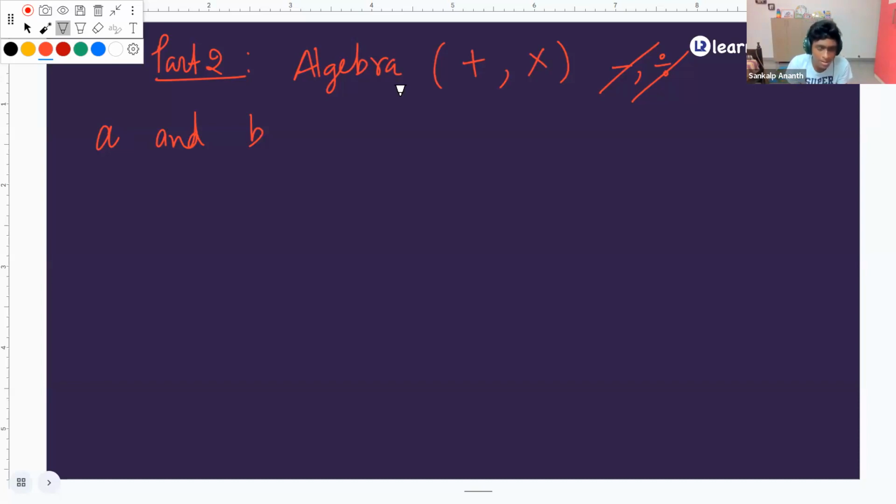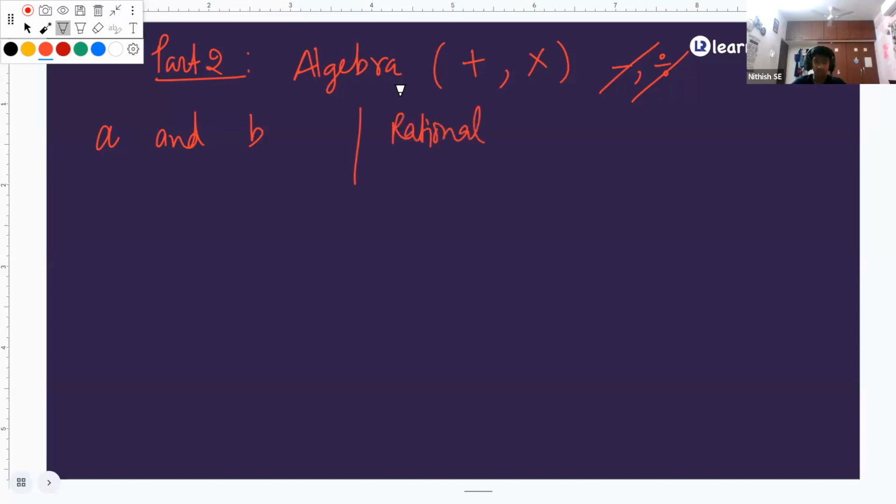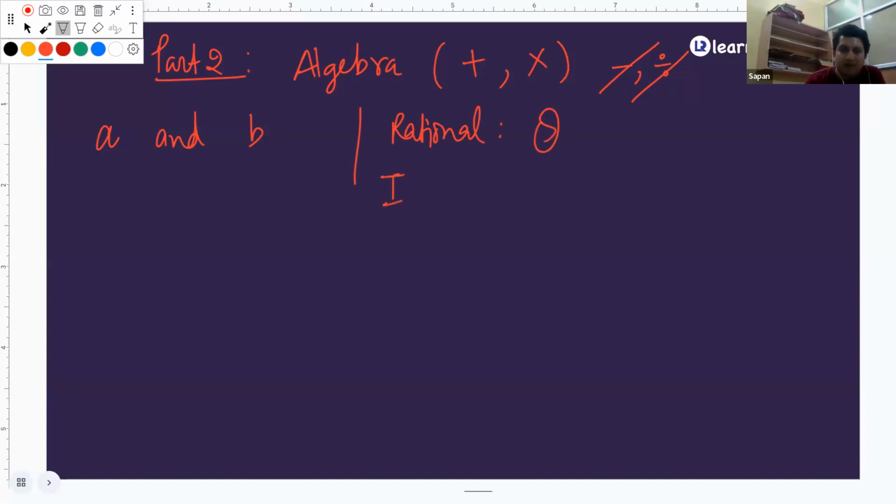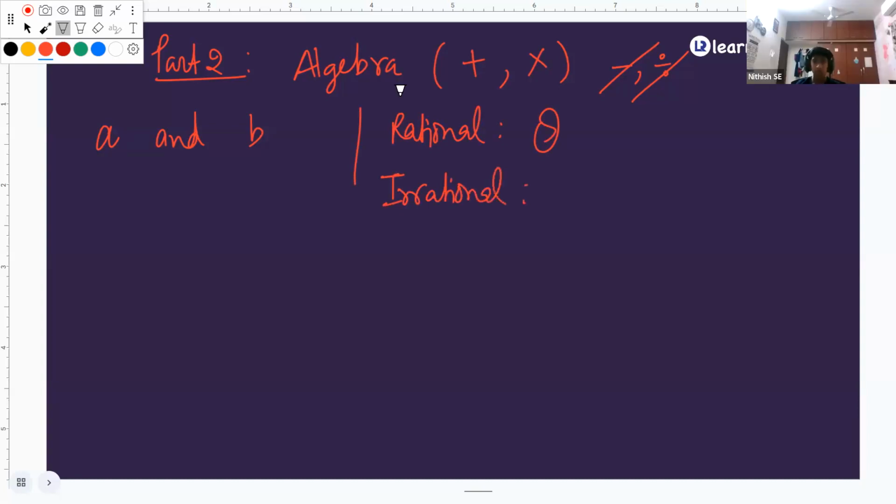A can be irrational, B can be rational. Four possible outcomes, four combinations. Do we denote rational numbers by capital Q and irrational numbers by capital Q C? Okay, I'll tell you the reason behind it later.